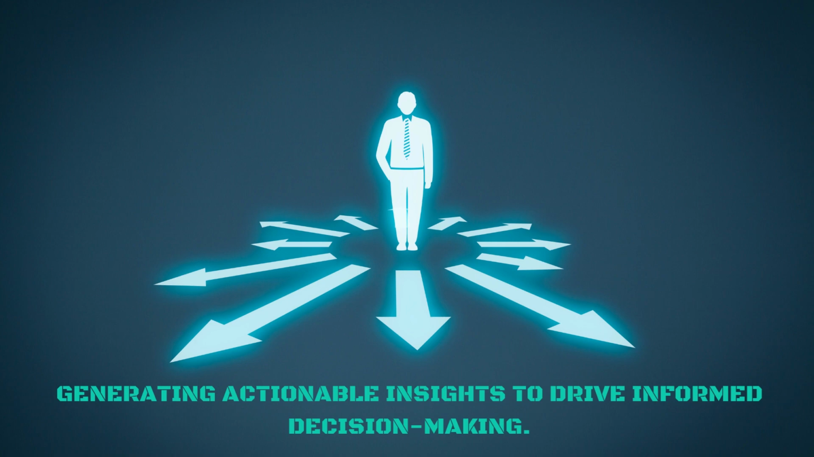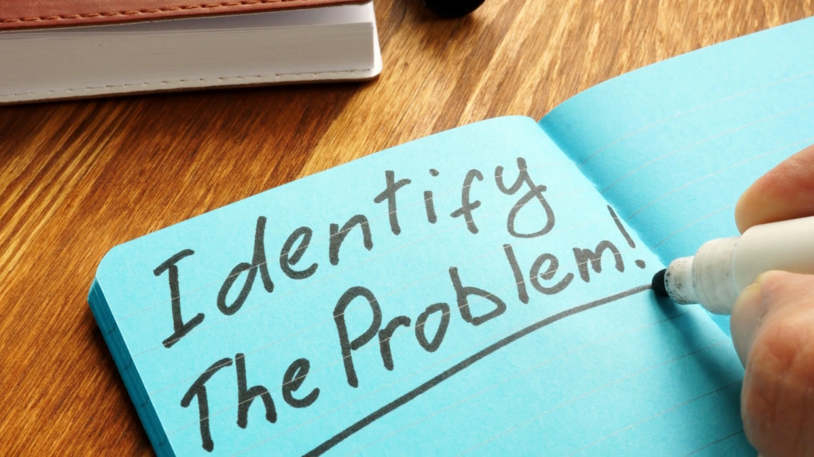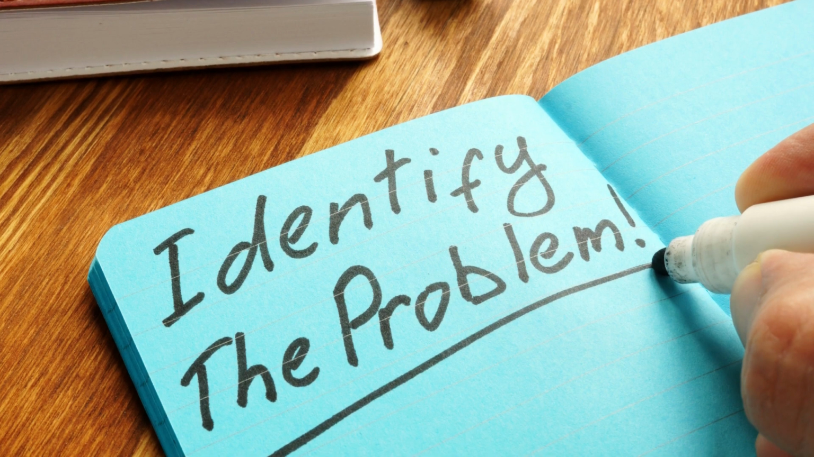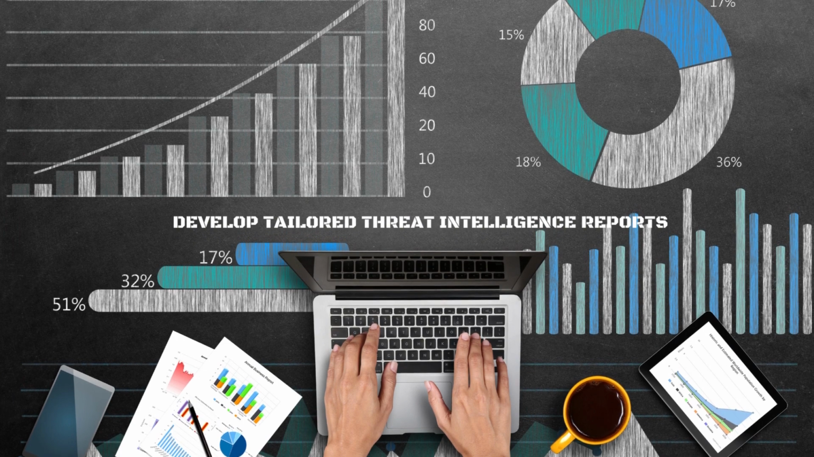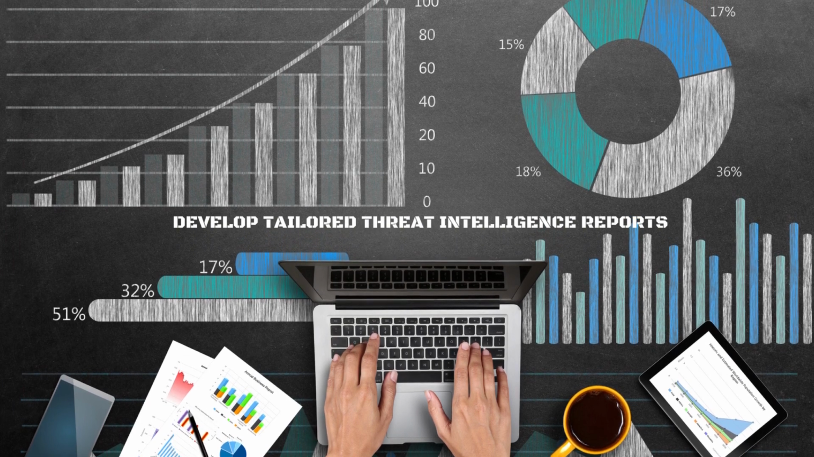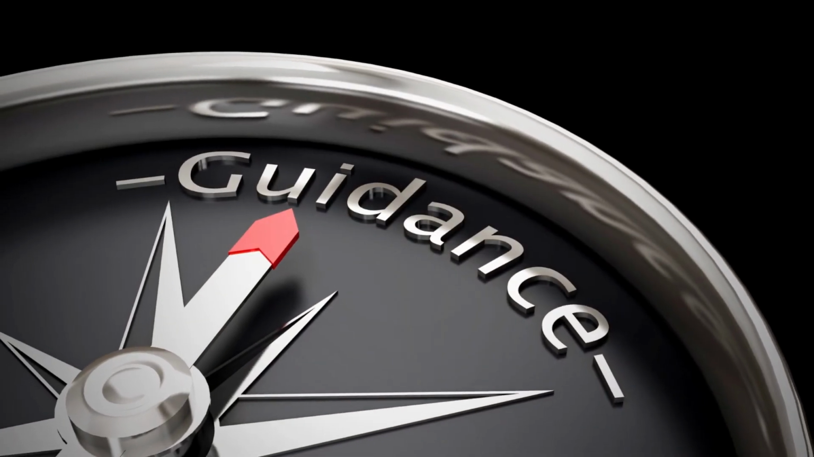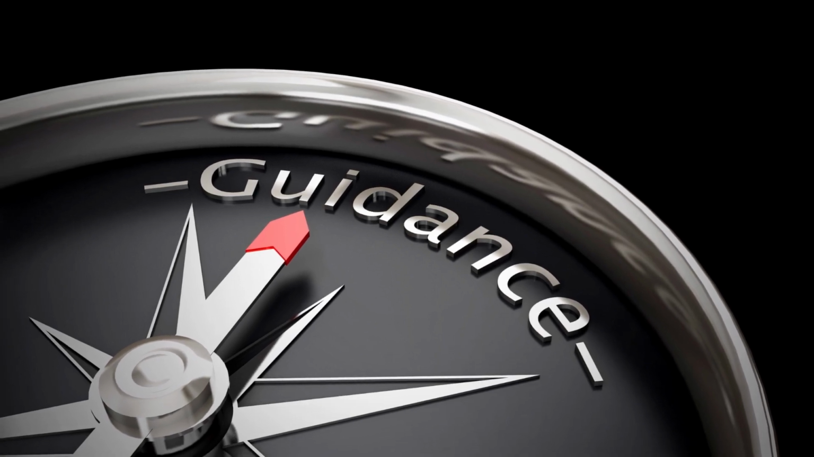Now that we have a thorough understanding of the threat landscape, it's time to generate actionable insights that can help drive informed decision making. Identify the most critical threats and vulnerabilities by prioritizing them based on their potential impact on the organization. Develop tailored threat intelligence reports that provide specific recommendations on how to mitigate identified risks and protect against potential threats. Ensure that the generated insights are actionable by providing clear guidance on the steps that need to be taken to address the identified issues.